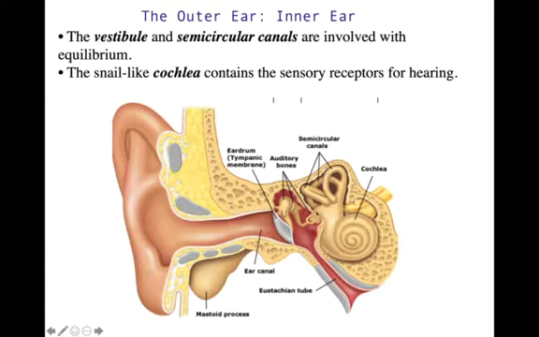Well, these are the structures that are responsible for equilibrium. Right on top of the cochlea, I see this structure. Well, this is the vestibule. And then coming off the vestibule, you see these canals here. Well, these are known as the semicircular canals.